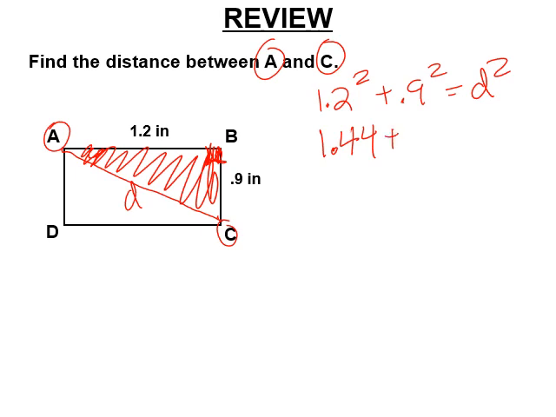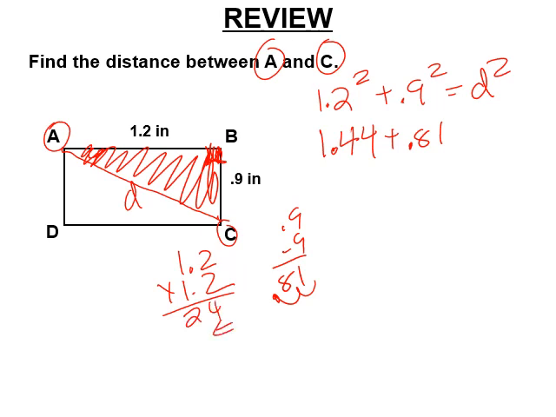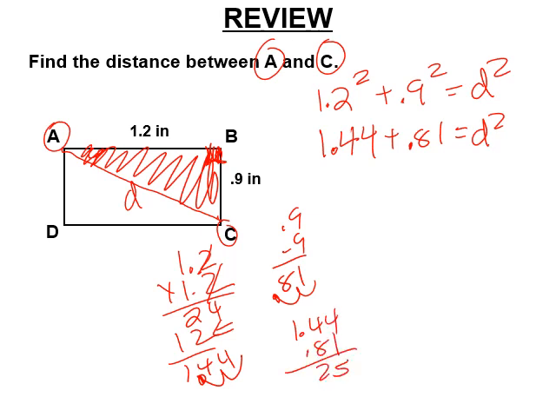And 0.9 squared, 9 times 9 is 81. Move the decimal twice, 0.81. Let me do the other one just to make sure everyone sees that. 1.2 times 1.2, I'll do it the long way, is 144. Move the decimal twice. 1.44 plus 0.81. Oh, we've done this one, 2.25 today.